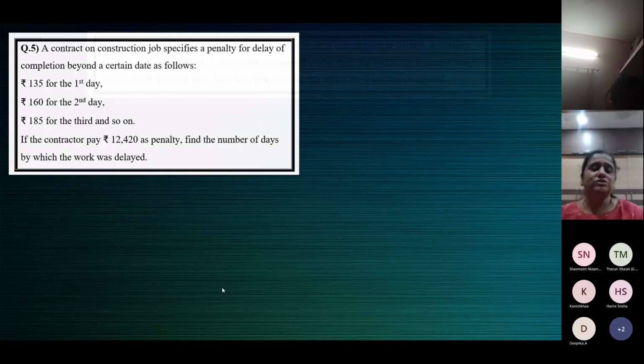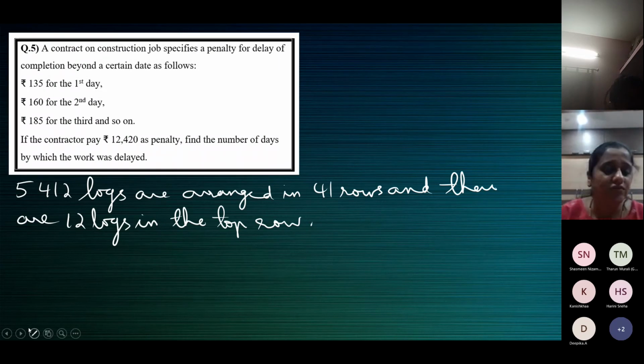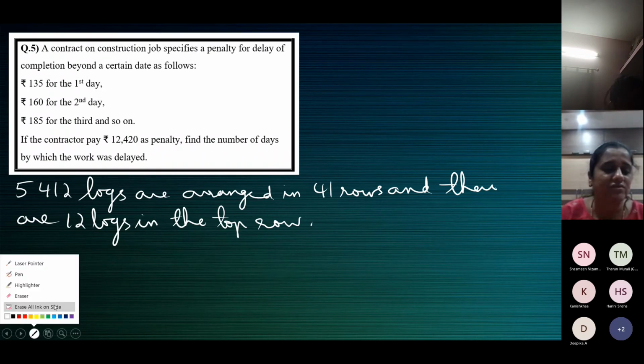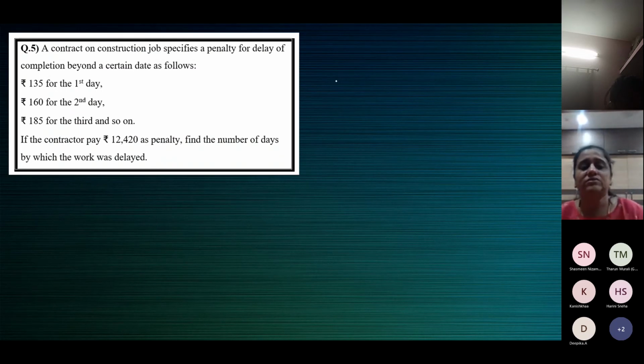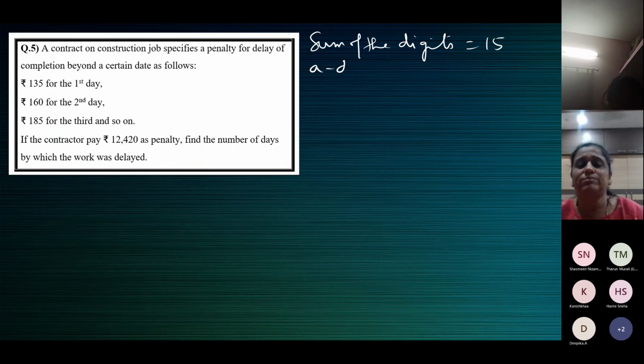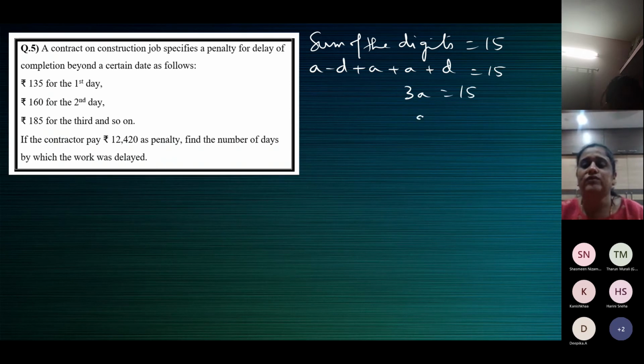So what are the two equations? First, the sum of the digits is 15, which is given. So A minus D plus A plus D is equal to 15. 3A is equal to 15, A is equal to 5.